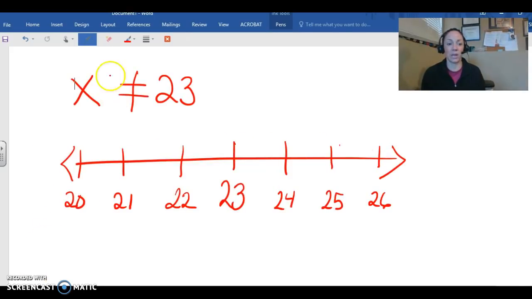All right, let's try this one. x is not equal to 23. This one is a little goofy. So we're going to put our circle around the 23 and we're going to leave it open. We're not going to fill that in. And since x is not equal to 23, we shade in the number line in both directions because all we know is that it's not equal to 23. We have no idea if it's greater than or less than 23, so we have to darken that number line going both directions.